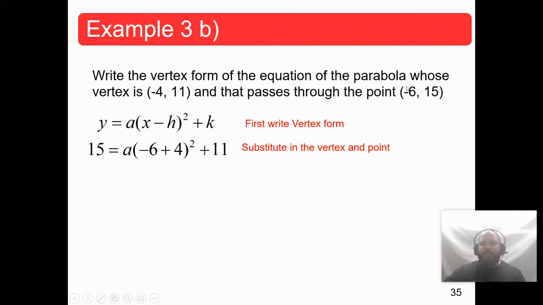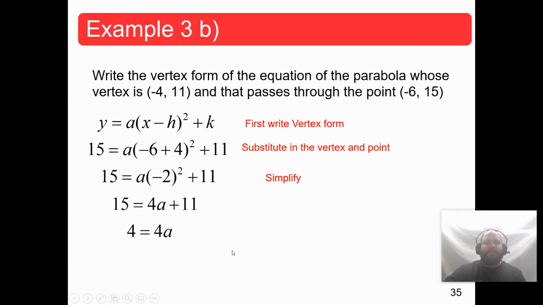The k is 11. This -6 goes in for the x. This 15 right here goes in for the y. You can see all of the variables are substituted in except a. Then we're going to follow PEMDAS again and solve for a. We first simplify -6 plus 4, which turns into -2. Then we square that, which gives me 4a plus 11 equals 15. I'm going to subtract 11 from both sides and then divide by 4. And there again, I've gotten the value that I needed for a.